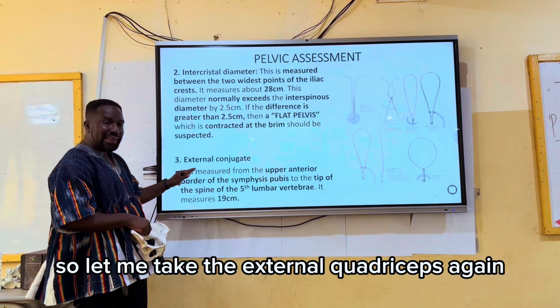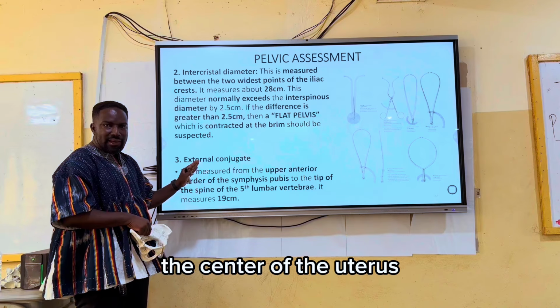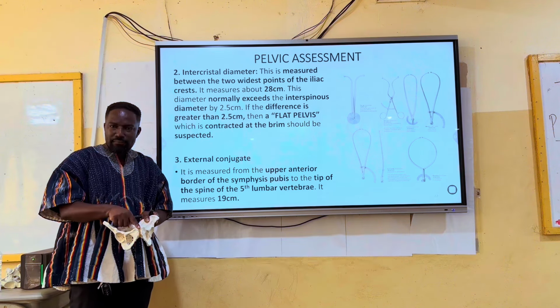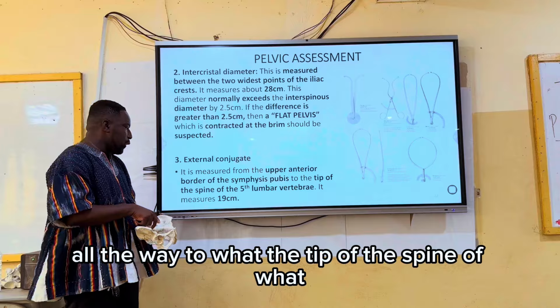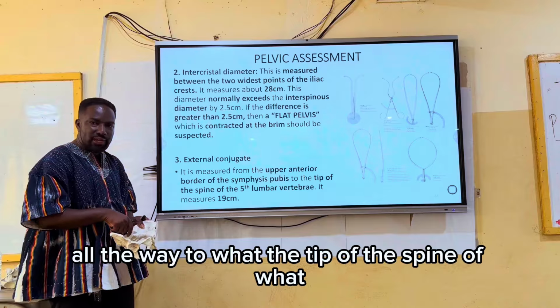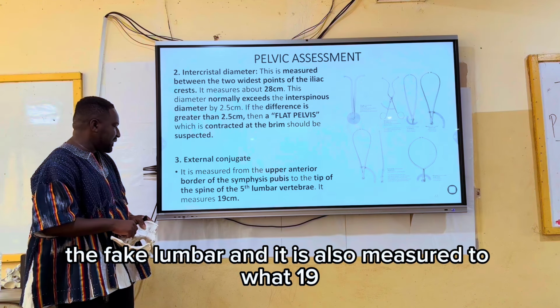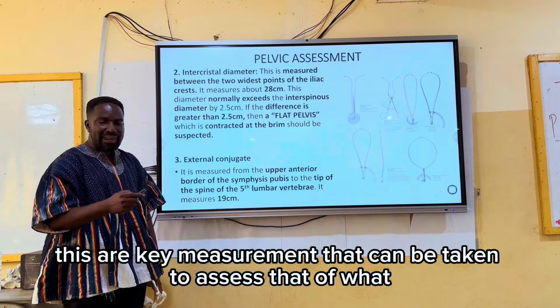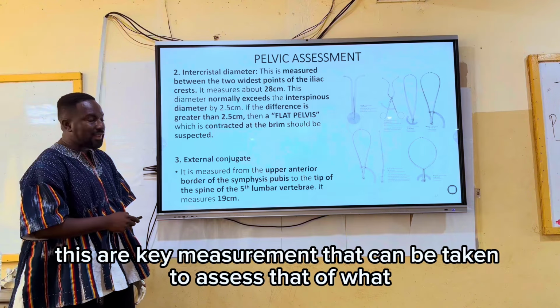So let me take the external conjugate again. The external conjugate is measured from where? The upper border of the symphysis pubis all the way to the tip of the spine of the fifth lumbar vertebrae. And it also measures 19 centimeters. These are key measurements that can be taken to assess the pelvis.